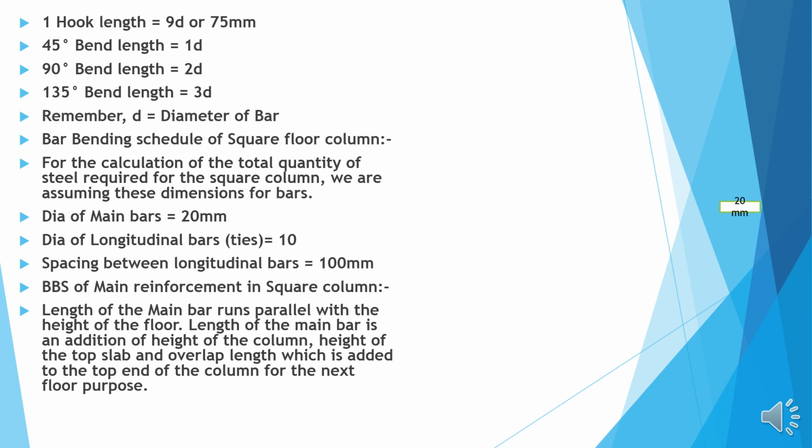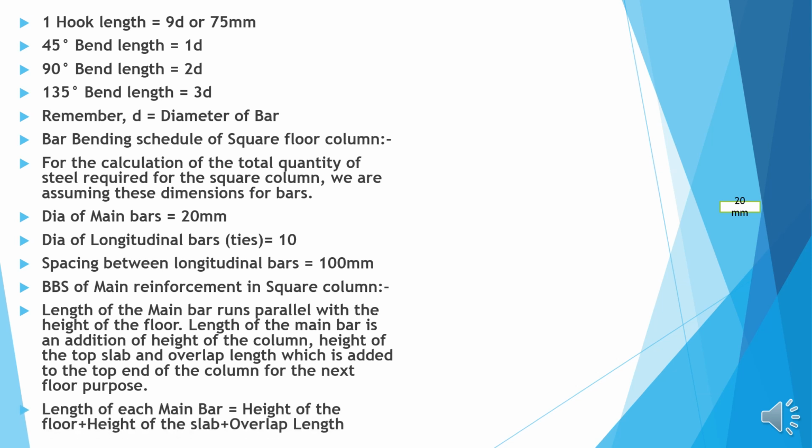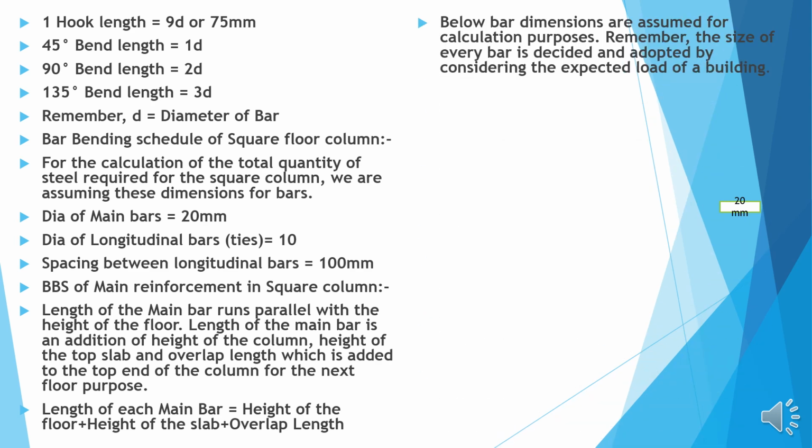Length of the main bar runs parallel to the height of the floor. In addition to the height of the column, the height of the top slab and overlap length are added to the top end of the column for the next floor purposes. Length of each main bar is equal to height of the column plus height of the slab plus overlap length. Below dimensions are assumed for calculation purposes. Remember, the size of every bar is decided and adopted by the structural consultant considering the expected load of the building.